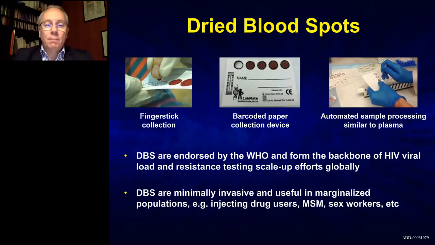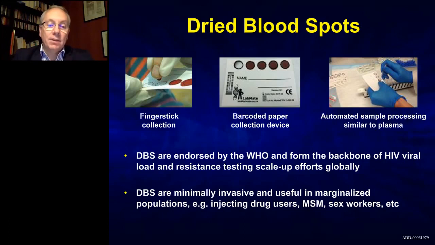And this blood sampled on the filter paper will be used in an automated sample processing, which is very similar to what we do with plasma, in a central lab. So this allows you to send the dried blood spot to a central lab where an ELISA test, a very classical ELISA test, will be performed. DBS are currently endorsed by the World Health Organization and form the backbone of HIV viral load and resistance testing scale-up efforts globally, so there is a lot of experience on dried blood spots in the HIV field.